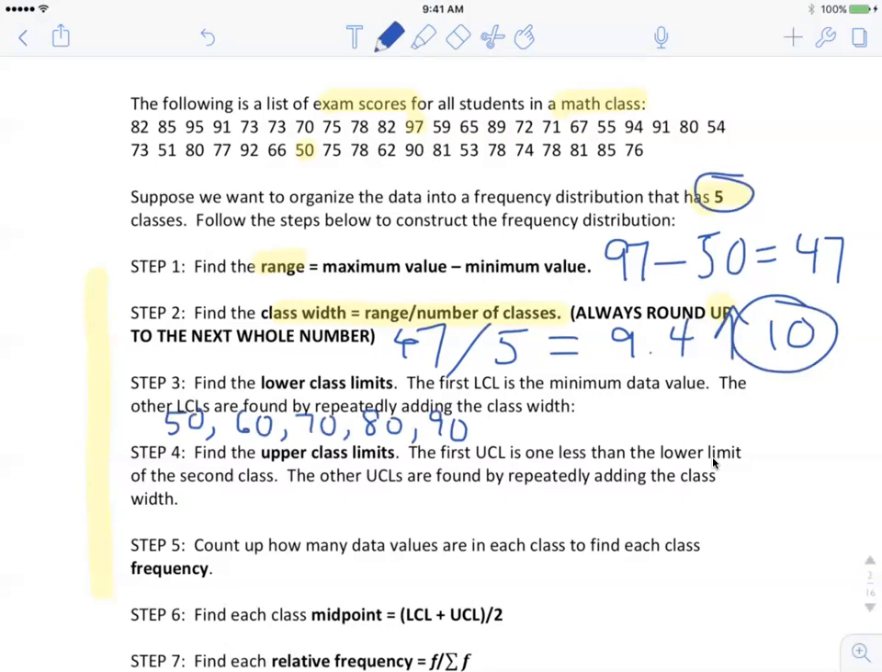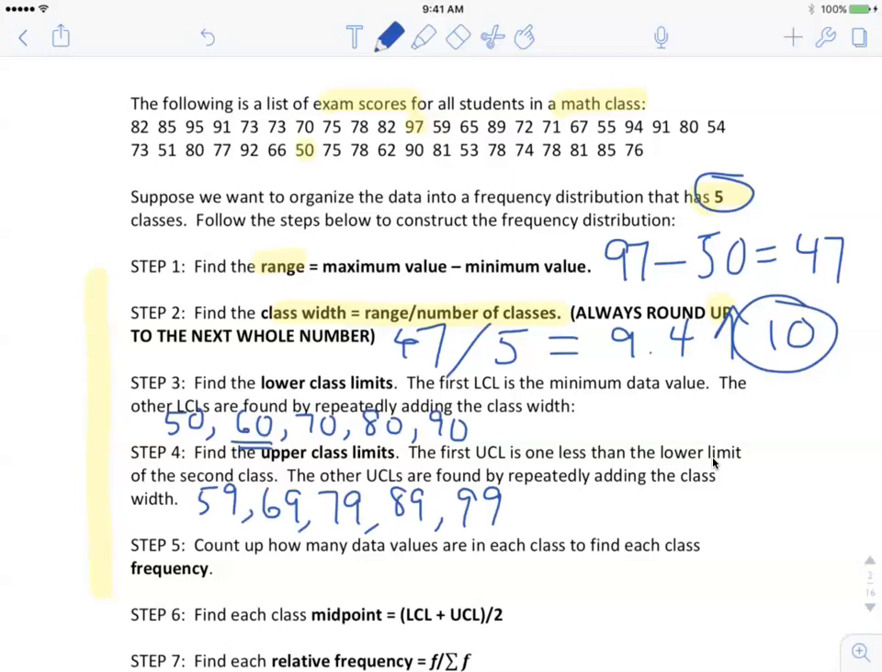Upper class limits, let's see. The first upper class limit is 1 less than the lower limit of the second class. What? So I go to the second class, which would be the 60, and 1 less than that is going to be a 59. That makes sense because notice your first class is going to go from 50 to 59, and then the next one's going to start at the next whole number, 60. Then to get the rest, just keep adding that class width, adding 10, and that generates all the upper class limits.